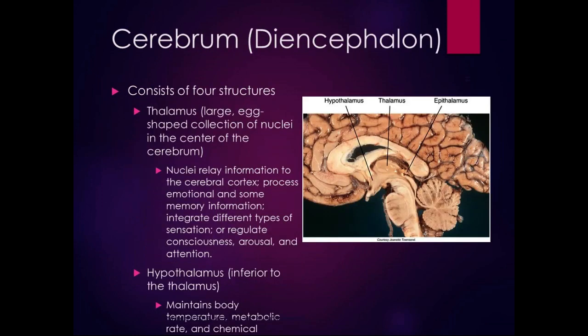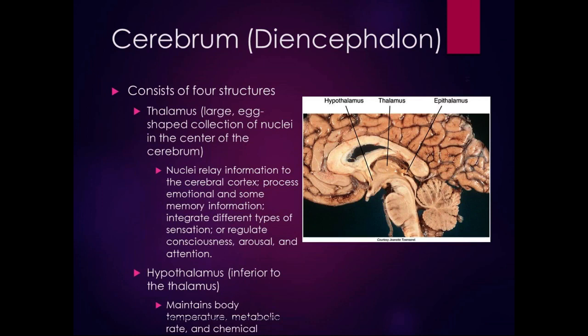So the cerebrum is also known as the diencephalon. It consists of 4 structures, and all 4 of those structures have the word thalamus in their name. That's how you know if something is part of the diencephalon, if it contains the word thalamus. So that's a good tip for later. The thalamus itself is a large egg-shaped collection of neural nuclei in the center of the cerebrum. So you see something like that that's in the very dead center of the cerebrum, which is then encased in bone and whatever. It's probably pretty important, right? Because it's in the central area.